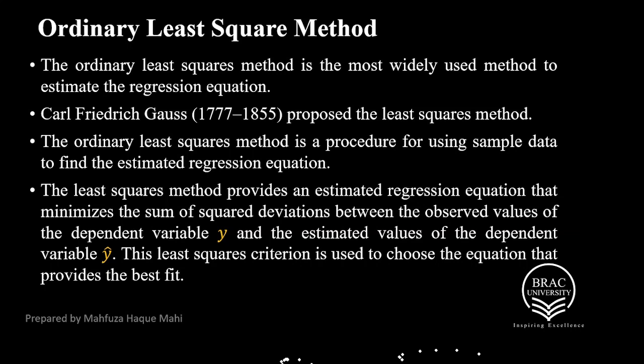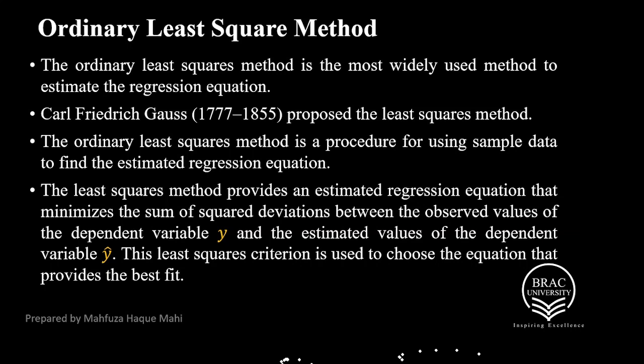The ordinary least squares method is the most widely used method to estimate the regression equation. Carl Friedrich Gauss proposed the least squares method. The ordinary least squares method is a procedure for using sample data to find the estimated regression equation.